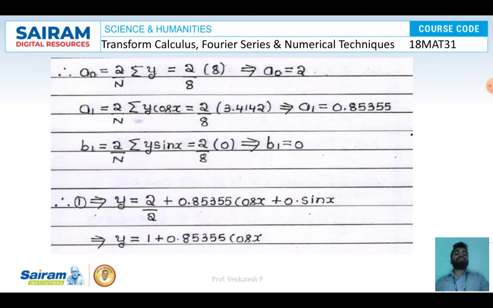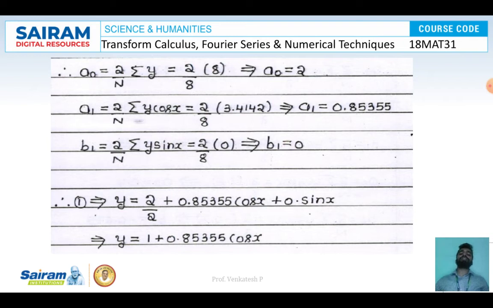So now our job is to find the values of a0, a1, b1. The formula for a0 is 2 by n summation y. So 2 by 8 into 8, the value of a0 will be equal to 2. a1 is 2 by n summation y cos x, that is 2 by 8 into 3.4142. So a1 will be 0.85355. b1 is 2 by n summation y sin x, so 2 by 8 into 0, so b1 will be 0.